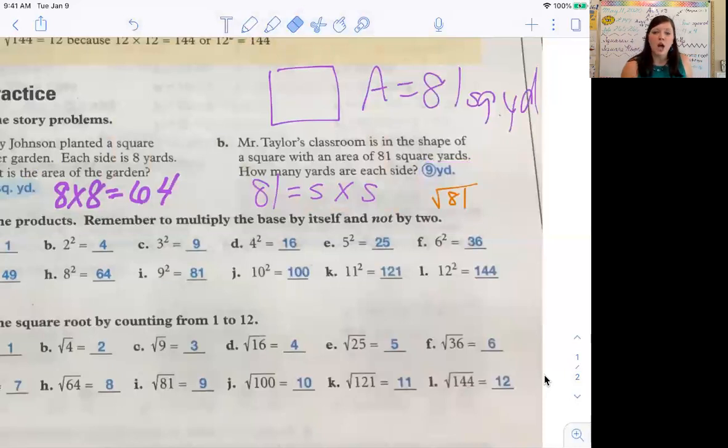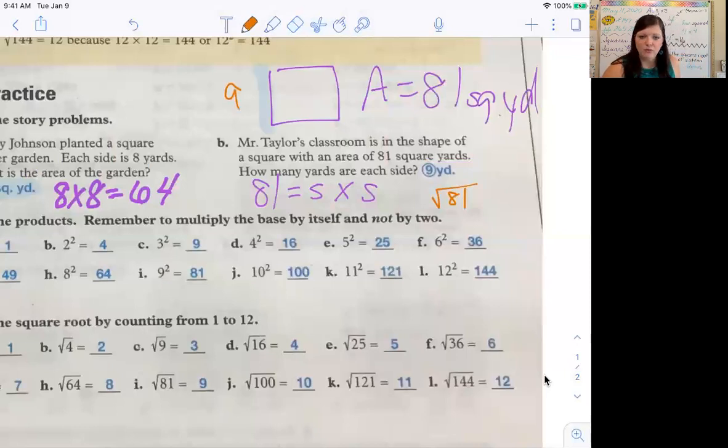Now notice that it's not 9 square yards because we're just talking about one of the sides. So the square drops off. We're just talking about the length of one side. Maybe that side would be 9 yards, okay? Great job with our squares and square roots today.